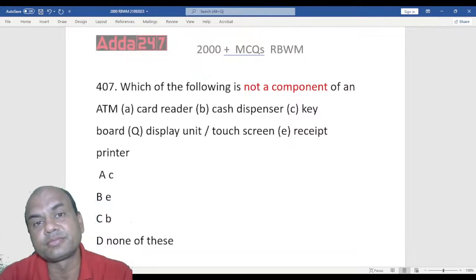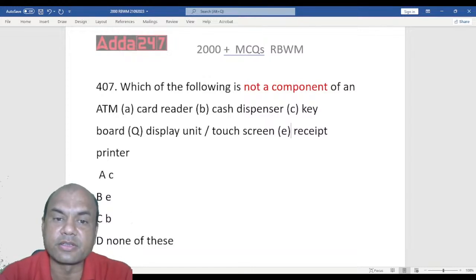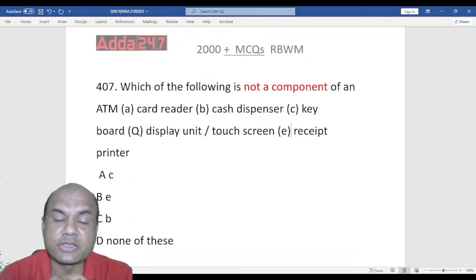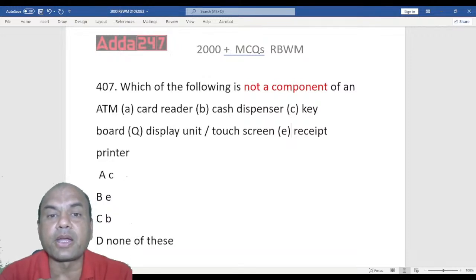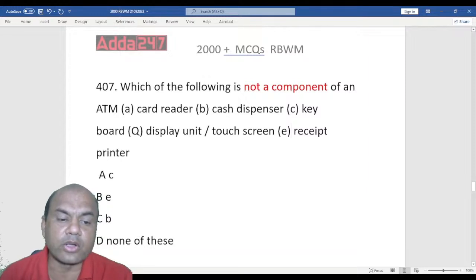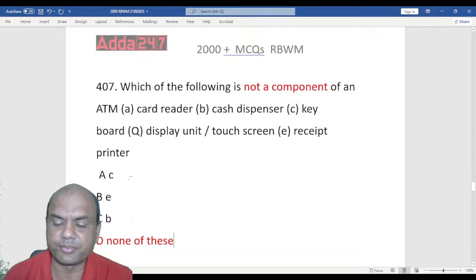Cash dispenser means, dispenser means what? Which is giving out the cash. So cash dispenser is required. Keyboard. How will you type your password or that 4-digit PIN which we have? Display unit or touch screen. Nowadays we have touch screen. How will the customer be able to operate if you don't have the display unit? And receipt printer, that is also required. So which one is not a component? None of these. All of these are components. Okay, clear?